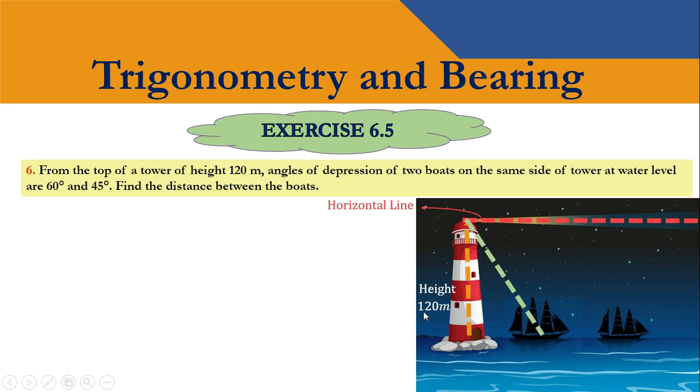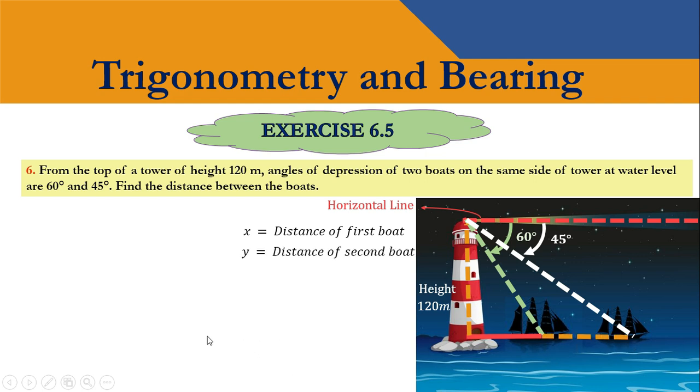For the first boat the angle of depression is 60 degrees and for the second boat the angle of depression is 45 degrees. So by completing our triangles, this is the base of our first triangle. This is the distance between the tower and the first boat. Let this distance be x. So x is equal to the distance of the first boat. Now for the second boat, the distance from the tower base to the second boat is y. So y is equal to the distance of the second boat.